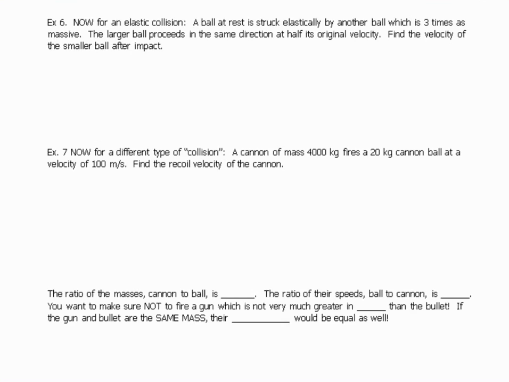So we're on page 4, and example 6, we are looking at an elastic collision. A ball at rest is struck elastically by another ball, which is 3 times as massive. The larger ball proceeds in the same direction at half its original velocity. Find the velocity of the smaller ball after impact.